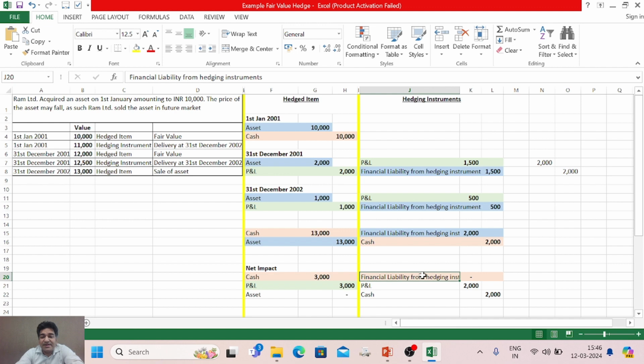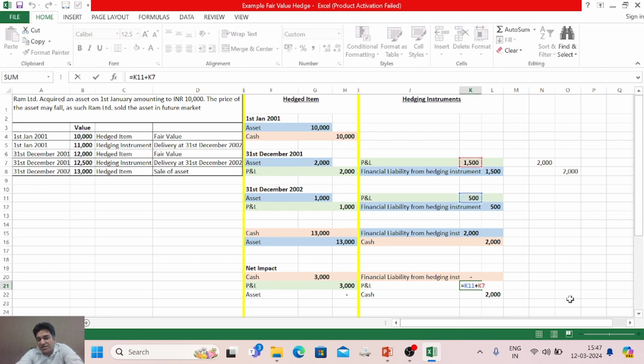On the hedging instrument, the hedging instrument was earlier credited by 1,500 and 500, then it was debited by 2,000 to knock off the hedging instrument transaction. So the cumulative amount will be zero in case of a financial liability from the hedging instrument. Because there was a loss of 2,000 rupees, my P&L was debited by 1,500 and 500 rupees. So my net impact on the profit and loss account was a loss. As such, my profit and loss was debited by 2,000 rupees.